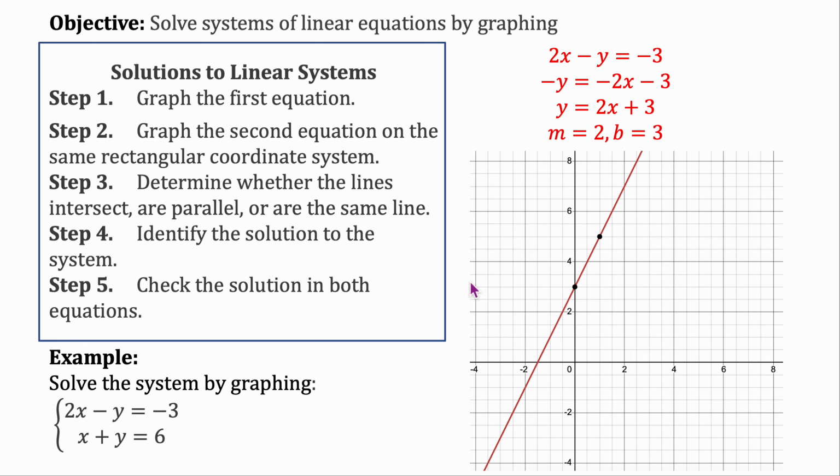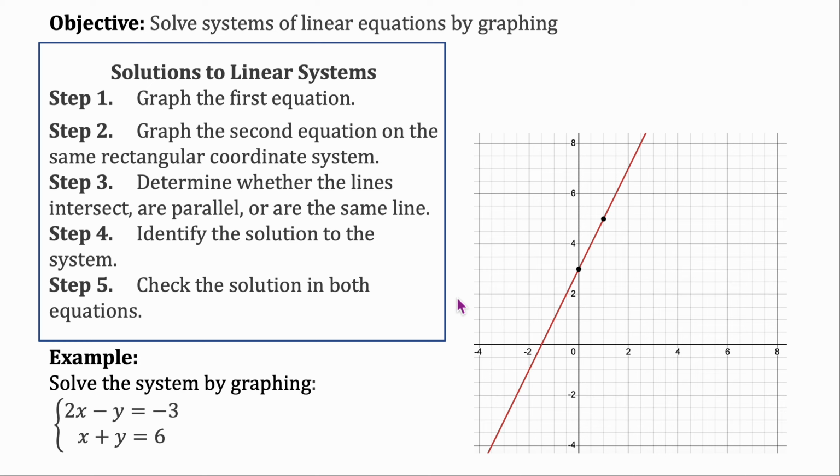And then our second step says to graph the second equation on the same rectangular coordinate system. So let's take our second equation, x plus y equals 6. Let's do the same thing. Let's rearrange it. Let's solve it for y. Let's put the x on the other side, so we get y equals negative x plus 6. So how would we graph that one? Our slope is negative 1. Our starting value is 6. So we're going to start at a value of 6. We're going to count down 1 and to the right 1.